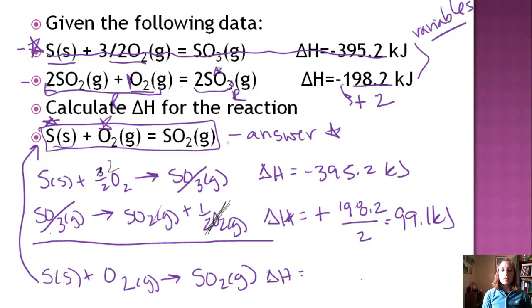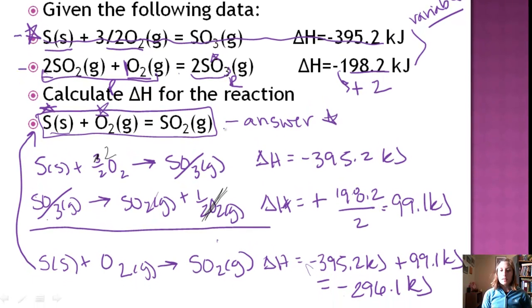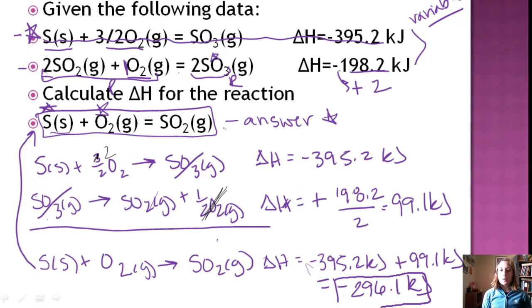Okay, my delta H equals negative 395.2 kilojoules plus 99.1 kilojoules. So all I have to do is put those together. So negative 395.2 plus 99.1, and I get negative 296.1 kilojoules. Okay, so that's the delta H for that reaction, given those two steps.